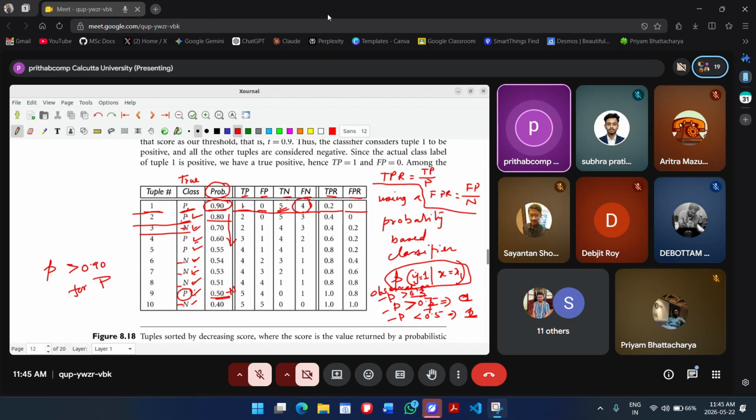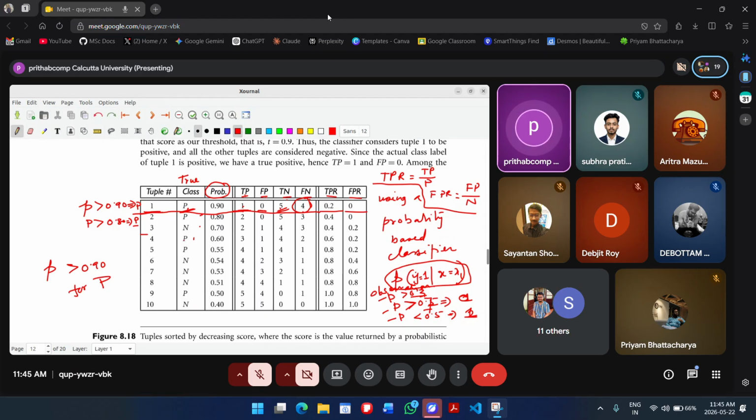So next what you choose is, so for this case it is P greater than 0.90 is a positive class. So next thing what you choose is probability value greater than 0.80 is a positive class. Okay. So if you do it in this fashion, let's do one more thing. One more entry, then I think it will be a clear one. So this is done.